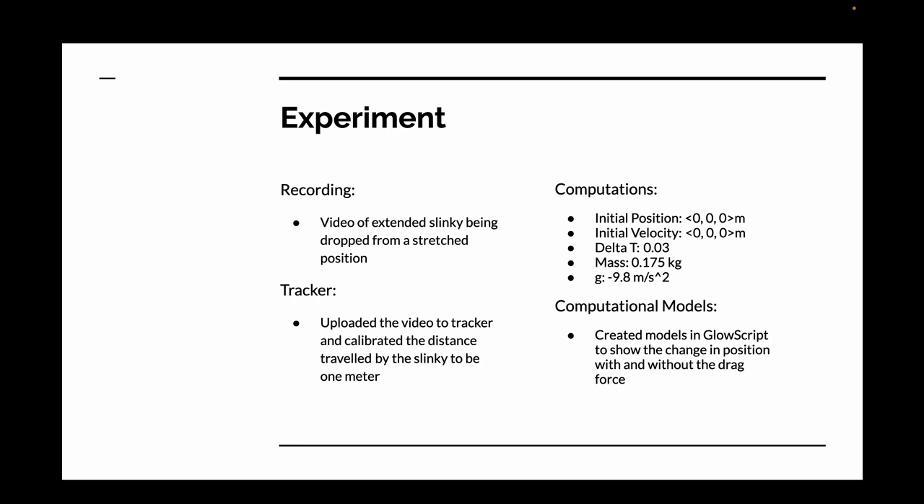For the experiment, the recording is just a video of an extended Slinky being dropped from a stretched position. Once it was uploaded to Tracker, the distance that it fell was calibrated to be about 1 meter. The initial conditions are these, and the computational model is just a model in GlowScript code to show the change in position with and without the drag force.